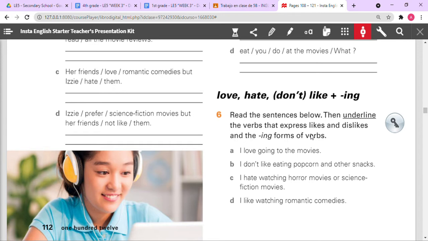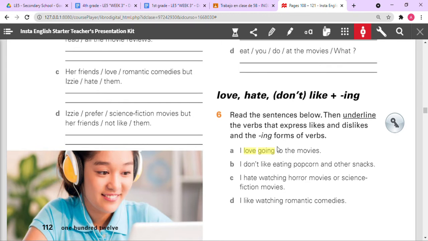Now let's see. For example, if I say I love going to the movies, the verb is love. Okay? The verb is love. There is no problem. And this verb expresses like. Okay? Like. It's positive. And it says ing form. When they say ing form, it is the verb. Okay, it is the verb.